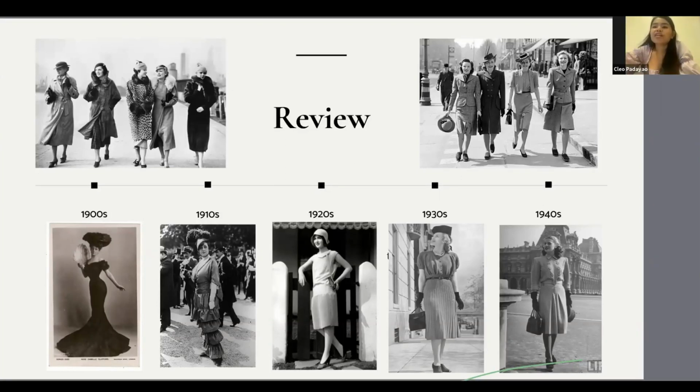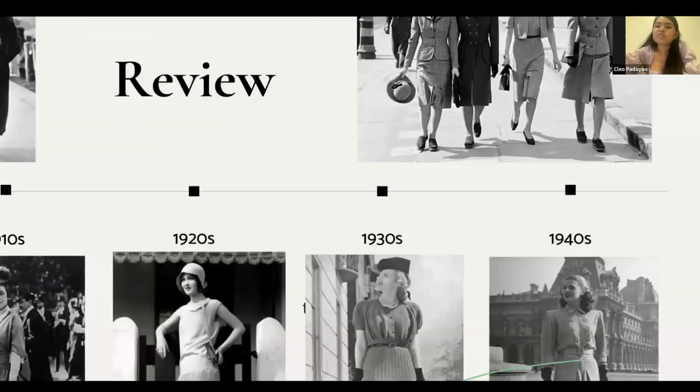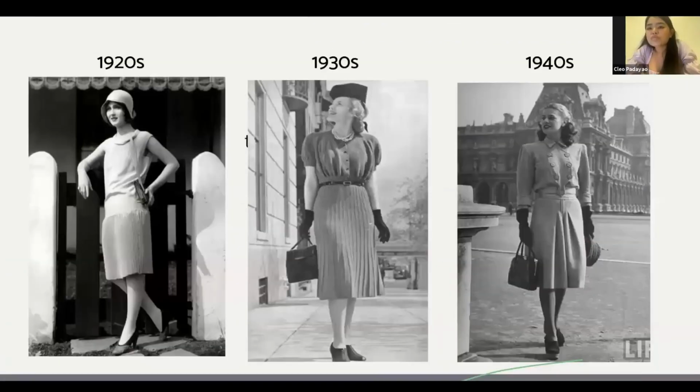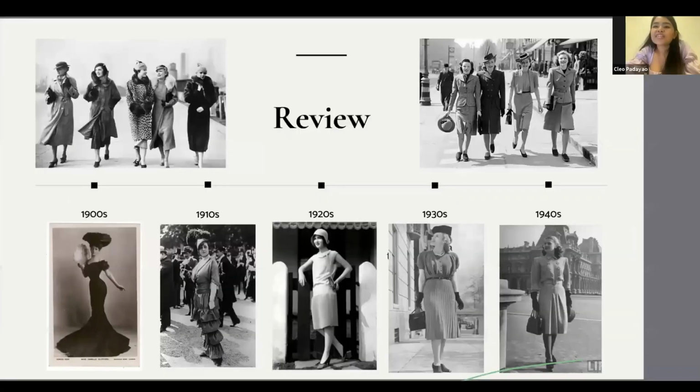I'll just zoom in on the 30s and 40s because that's where a lot of people are confused. So 30s, again, very feminine, as you can observe with her sleeves and her shoulders. But 40s, it's with padded shoulders, almost like a uniform. Okay, so let's go to the next.